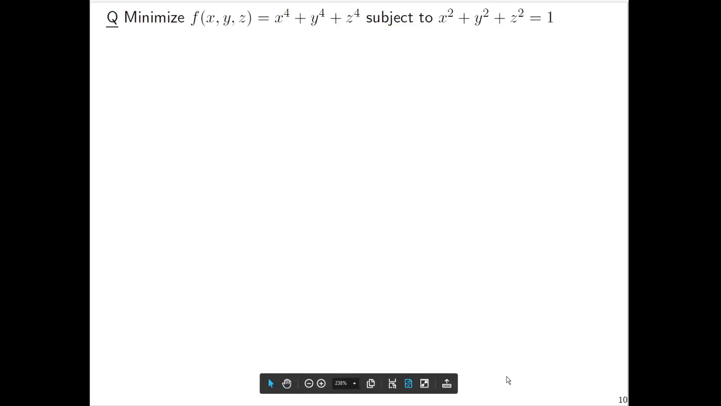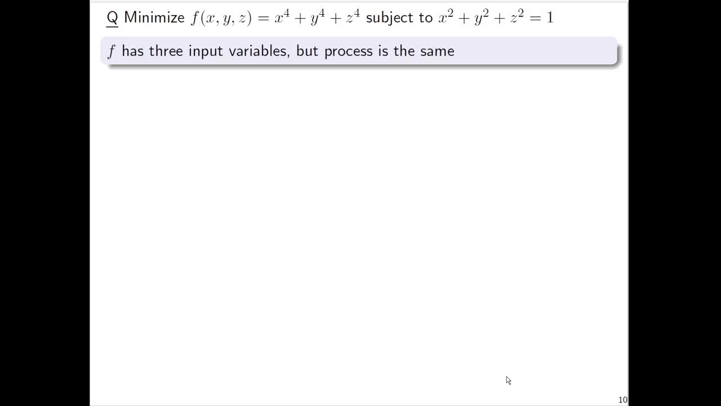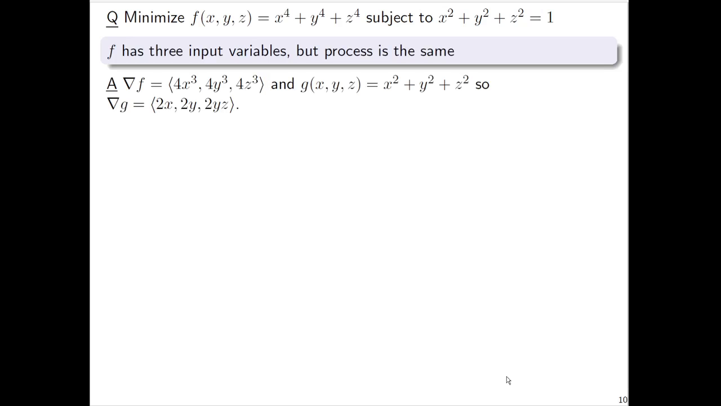So let's minimize the function f of x, y, z equals x to the fourth plus y to the fourth plus z to the fourth, subject to x squared plus y squared plus z squared equals 1. You'll notice that there are 3 input variables instead of 2, but the methods should still work. So we'll do the process of Lagrange multipliers: compute the gradient of f and the gradient of g. Sorry about the typo here. This should just say 2z, not 2yz. Apologies about that. I will correct that before uploading.